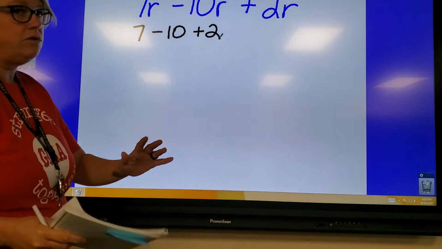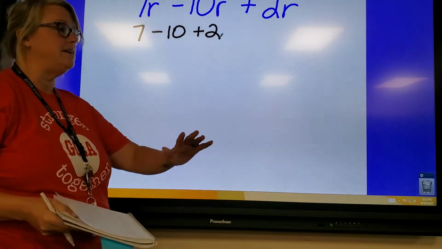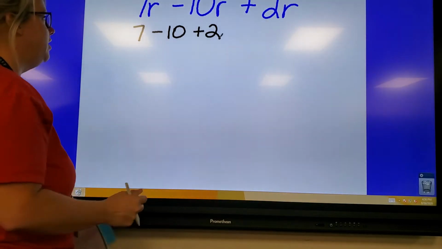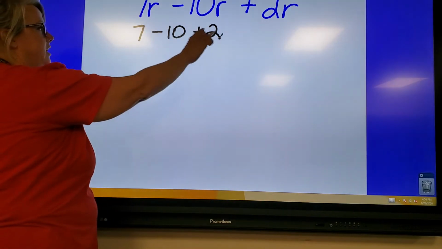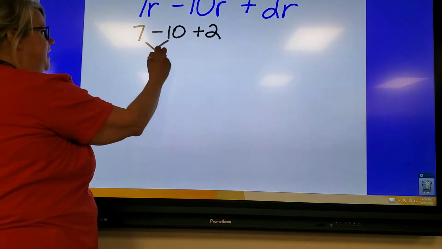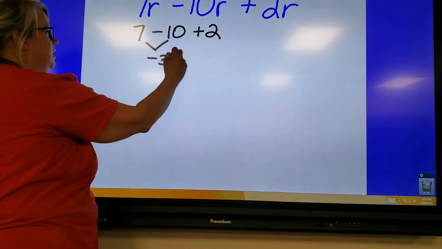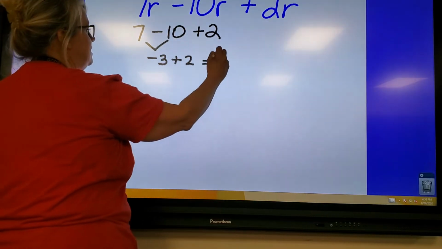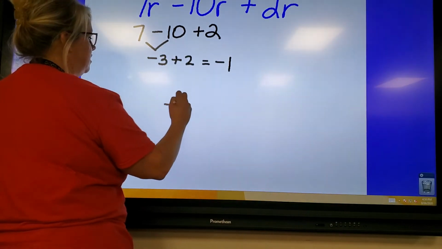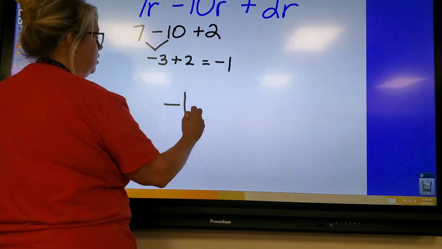So the regular 7th grade classes, they're not doing negatives yet, but you guys, you're in advanced, you are, okay? So we're going to work this straight across from left to right. 7 minus 10 is negative 3, and then negative 3 plus 2 is negative 1. So your coefficient is going to be a negative 1r.